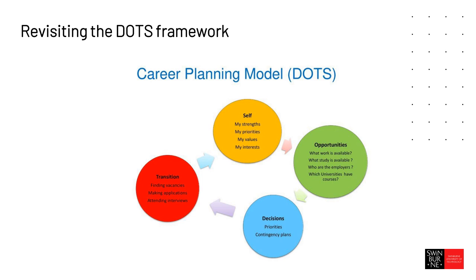In workshop two, we look at the DOTS model of career development, the idea that successful career decisions and transitions are informed by self-awareness and opportunity awareness. Today, we will talk about networking and communication as professional skills and the impact personal and industry connections can have on your career development and decisions.